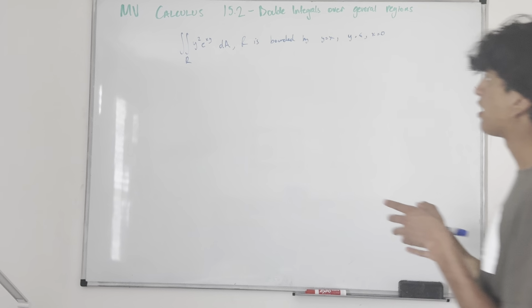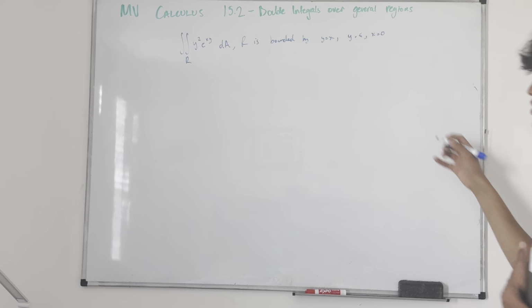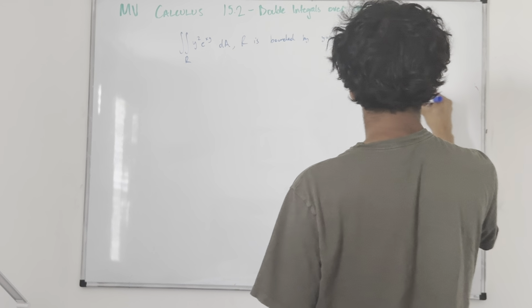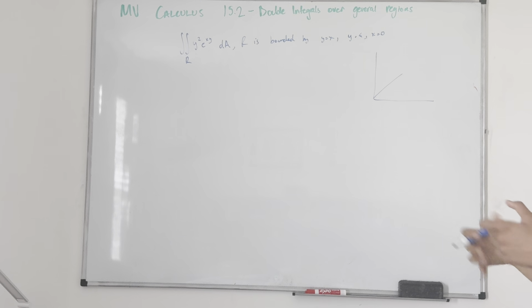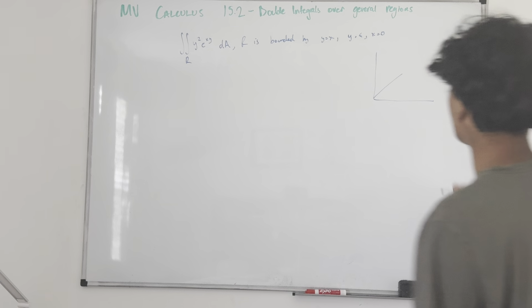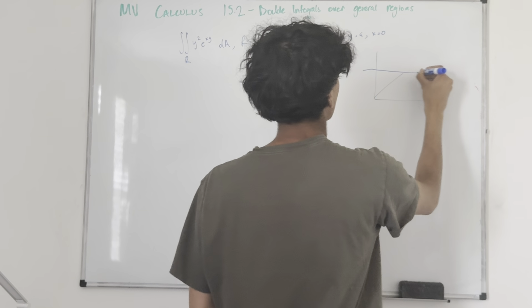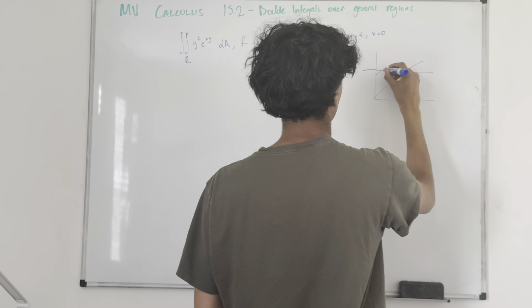So first step, what I would do is draw your region just so you understand what kind of region we're working in. Is it type 1? Is it type 2? If I were to draw this out, I know it's going to be bounded by y equals 4 and then y equals x. So it's this region right here.